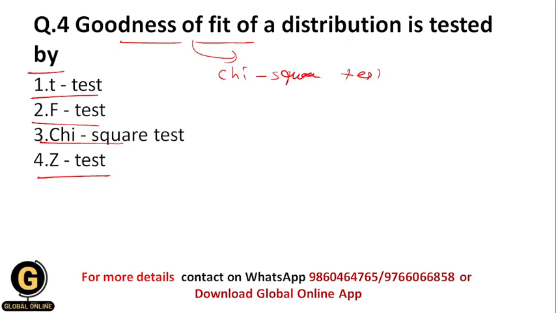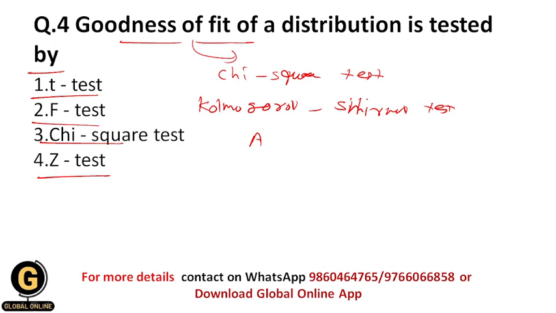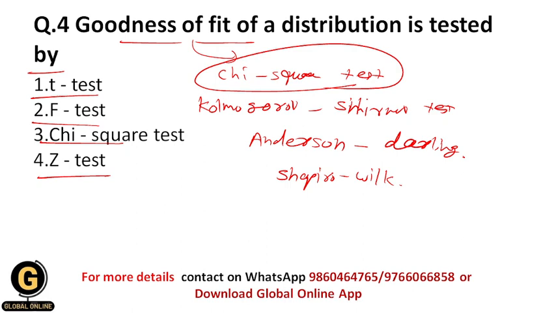Okay, chi-square test. Then another test is the Kolmogorov-Smirnov test. Then next is the Anderson-Darling test, and next is the Shapiro-Wilk test. Okay, so students, you need not remember all these tests, but only remember the chi-square test over here, because this is the most commonly used test to test for goodness of fit of a distribution. Okay, and that's why here your correct answer should be chi-square test.